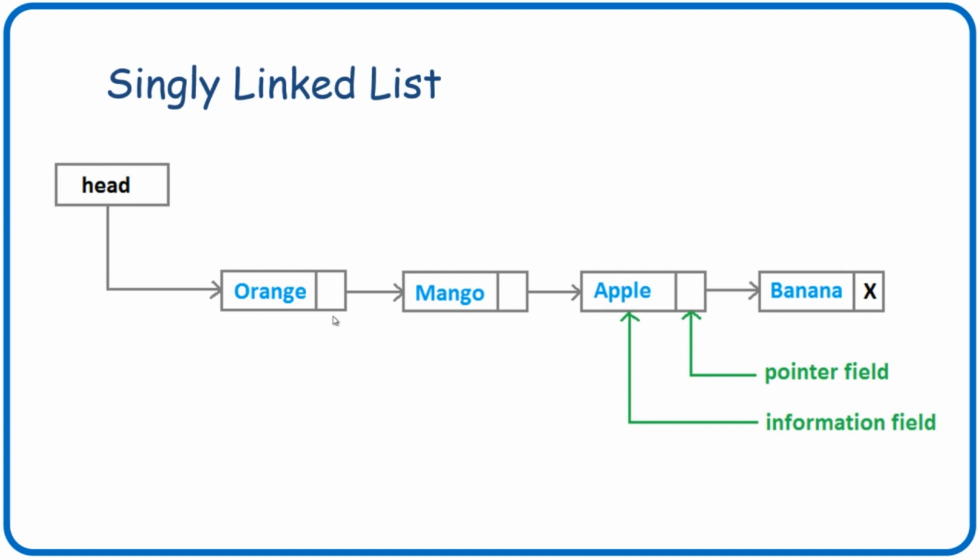Singly linked list is what we have discussed just now. A node consists of 2 fields. One is the data part and another one is the link part. The link part stores the address of the next node so that the node can point to the next node.